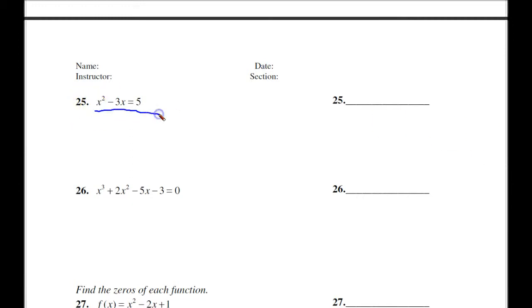Now for 25, this doesn't factor. And in order to get an answer, you'd have to use a calculator, which we're not using. And this one gives you a wild decimal answer, so we're not going to do that one either.